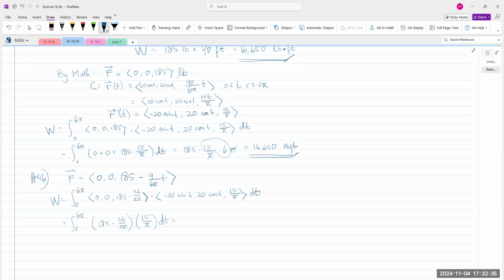Now, I want to show you that this will give us the earlier number, which is 16,650 minus the integral from 0 to 6 pi of 45t over 2 pi squared dt. Okay, no more negative. I'm sorry, no more negative. The negative is already factored out.